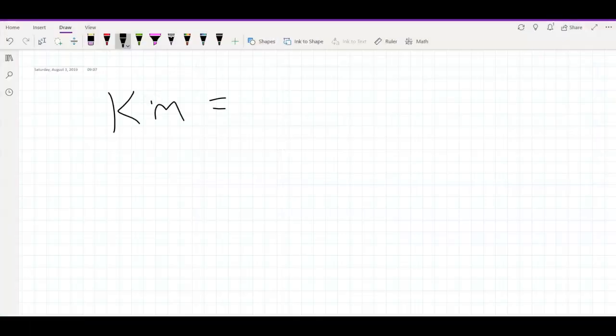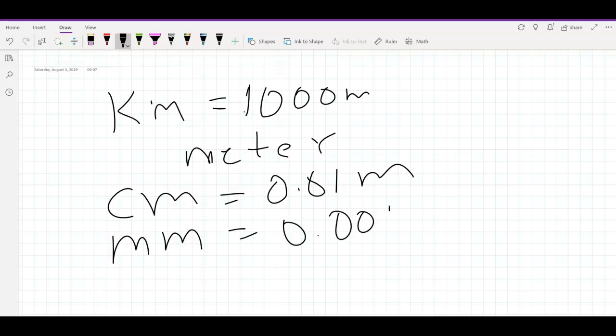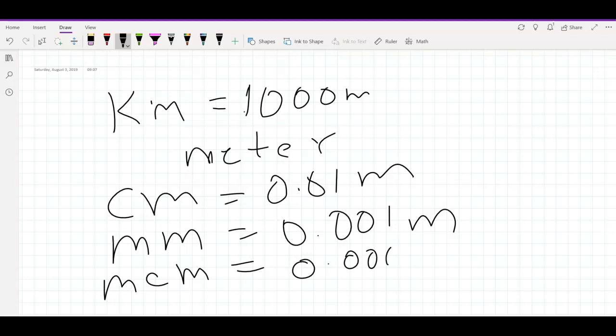a kilometer equals 1,000 meters. Then your meter is your base measure. The centimeter is equal to 1/100th. So a centimeter is 1/100th of a meter. Then a millimeter is 1/1000th of a meter. Micrometer is 1/1,000,000th of a meter.